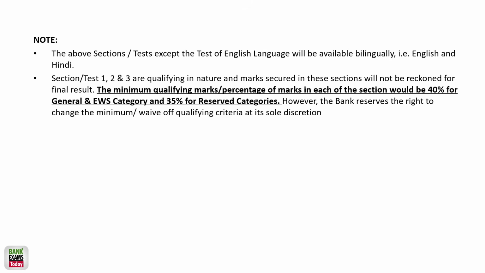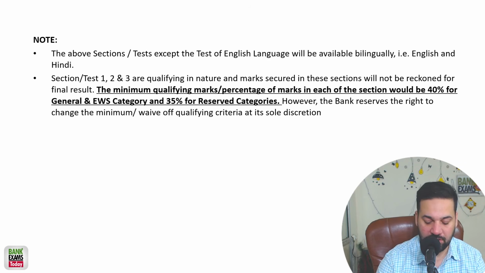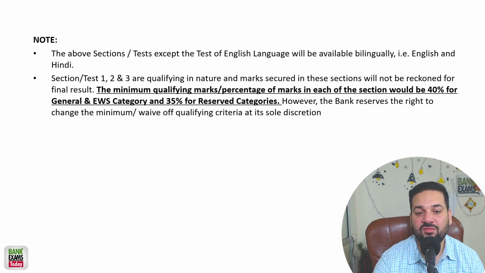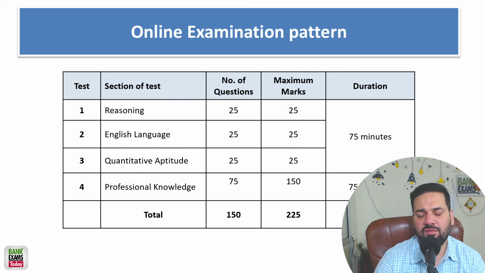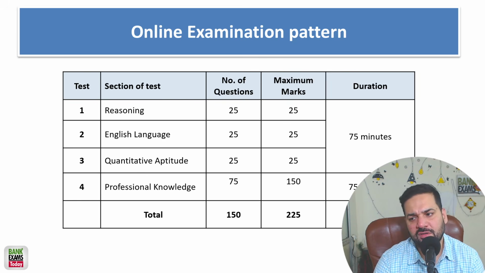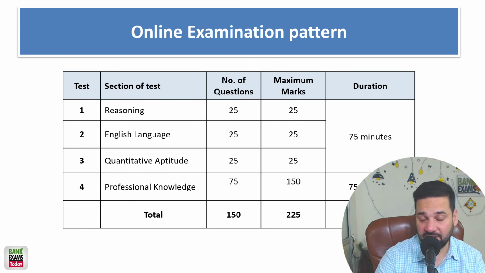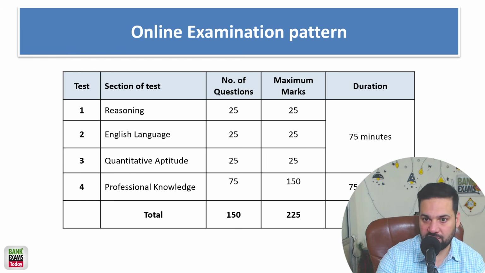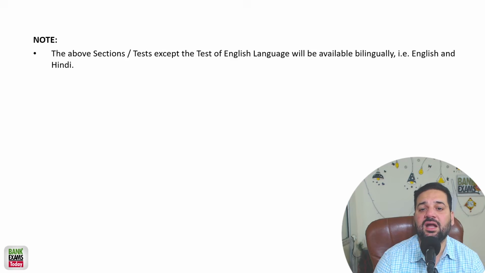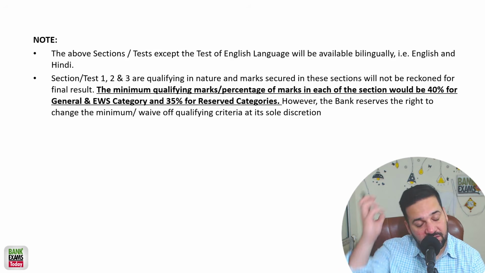Sections 1, 2 and 3, quant, reasoning and English, are qualifying in nature. So you need to score 40% marks for the general category. In short, 40% of 25 is 10, right? So you need to score 10 marks in quant, reasoning and English each: 10 out of 25 for reasoning, 10 out of 25 for English, 10 out of 25 for quantitative aptitude, for the general category, and it is 35% for the reserved category.